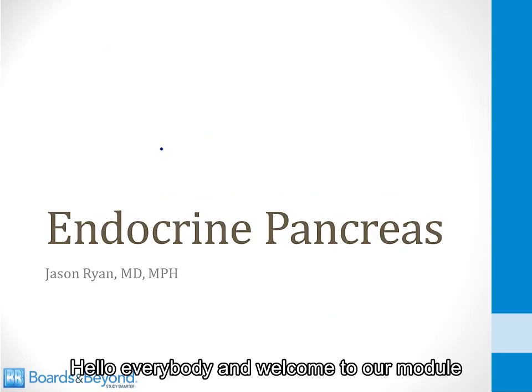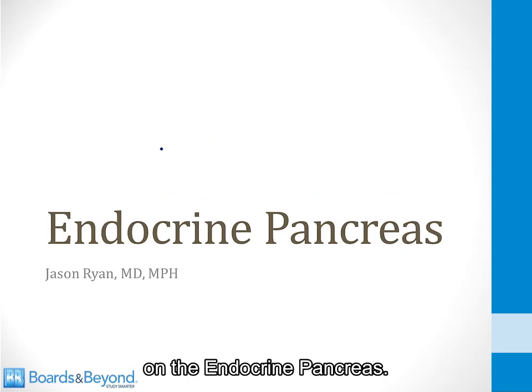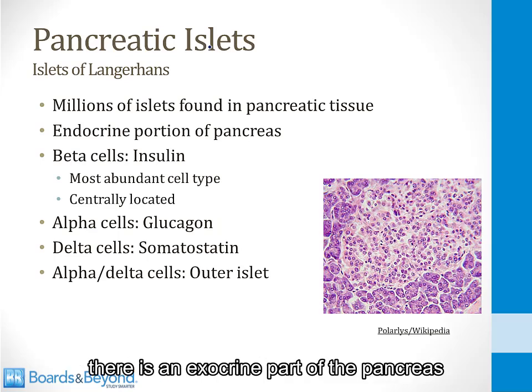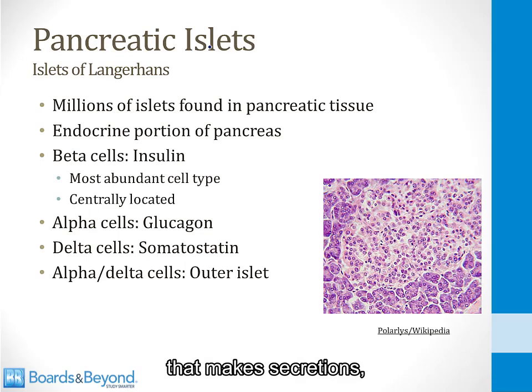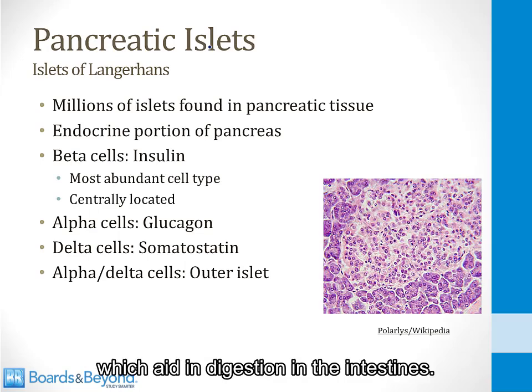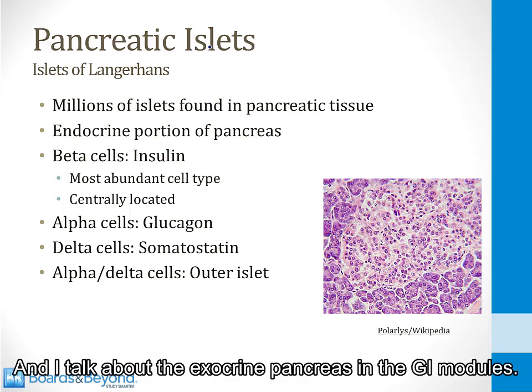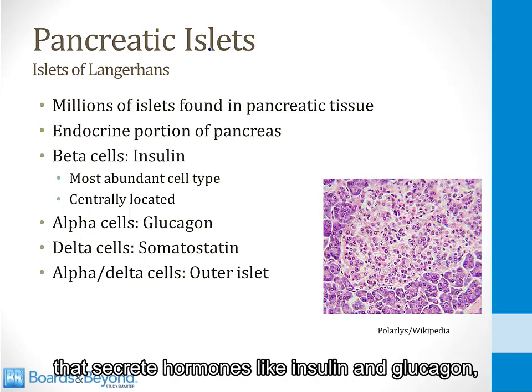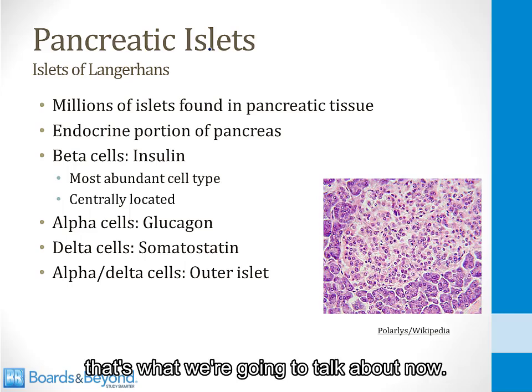Hello everybody and welcome to our module on the endocrine pancreas. Recall that the pancreas is really two organs in one. There is an exocrine part of the pancreas that makes secretions which aid in digestion in the intestines, and I talk about the exocrine pancreas in the GI modules. The endocrine portion of the pancreas has cells that secrete hormones like insulin and glucagon. That's what we're going to talk about now.